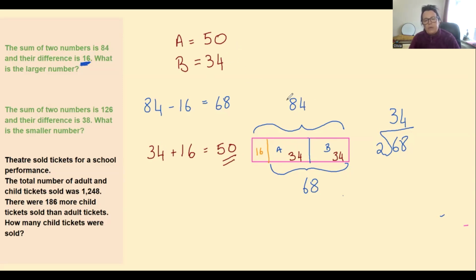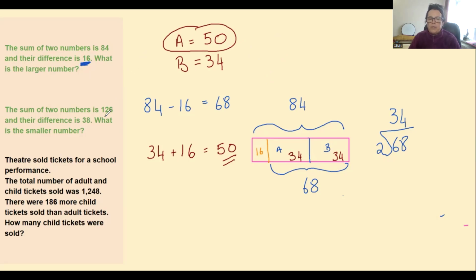Do these add up to 84? 50 plus 34 is 84. Let's look at the question again. The sum of two numbers is 84. Their difference is 16. What is the larger number? Well, the larger number is 50. So the answer is 50.